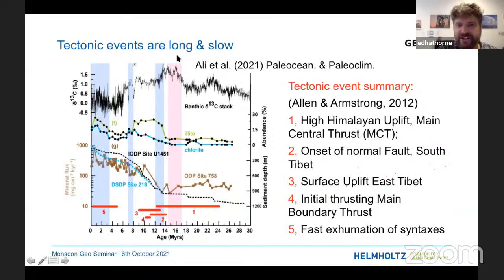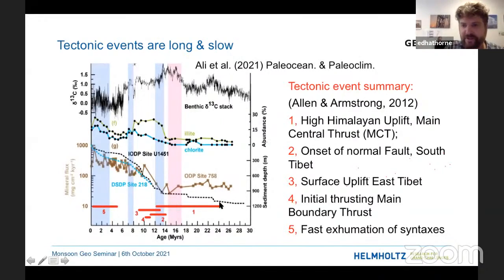Tectonic events are long and slow. I took this summary here. So we're looking at these red bars down here from Allen and Armstrong summarized this. I'm sure there's lots of debate about exactly when these things happen, but the point I want to make is that these bars are very long and wide and cover millions of years.